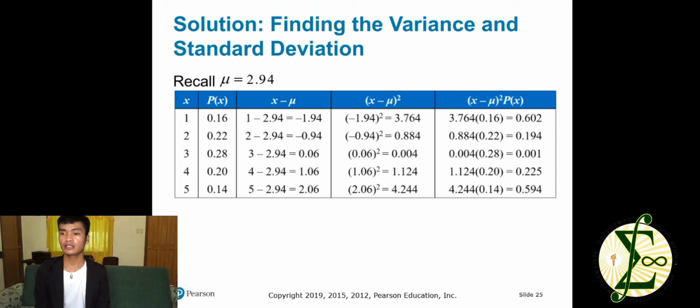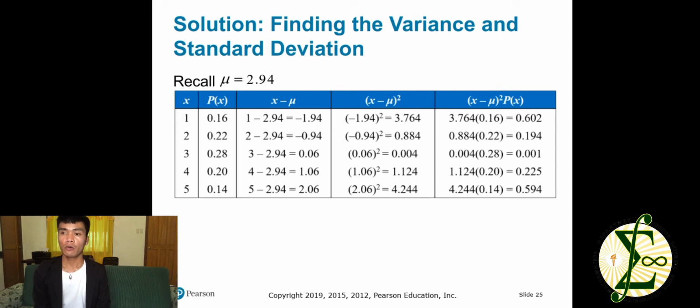So 3.764 times 0.16, which is its corresponding probability, is equal to 0.602. 0.884 times its corresponding probability, which is 0.22, is equal to 0.194. 0.004 times 0.28 is equal to 0.001. 1.124 times 0.20 is equal to 0.225. 4.244 times 0.14 is equal to 0.594.